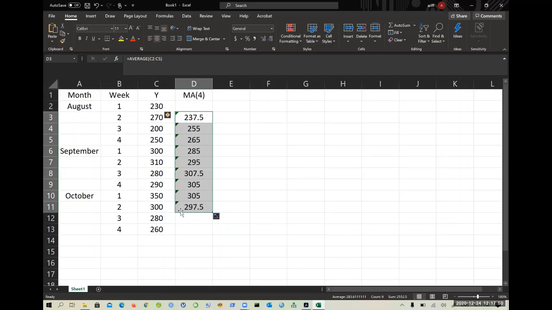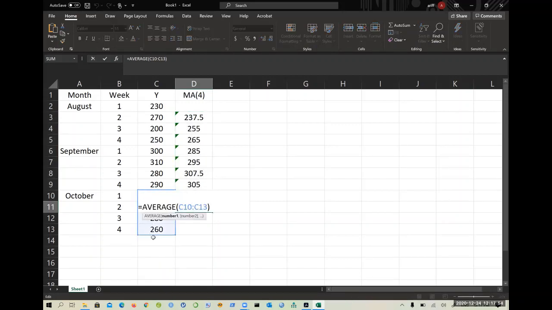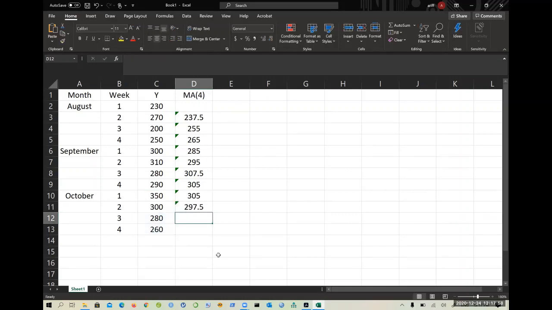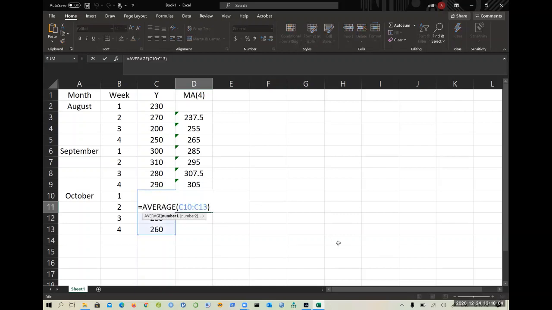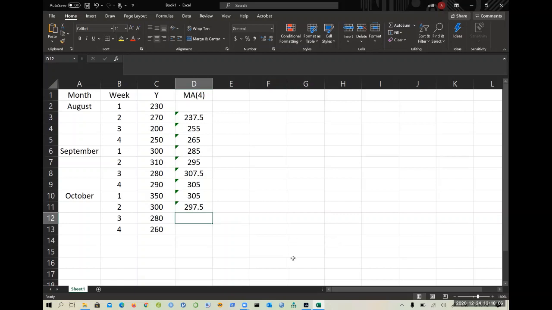Okay, so let's check the last one. Is it the correct one? The last one, you have the 4 values over here. So that is the 4 values. So there, check sekali lagi. Okay. So this is for the even numbers.